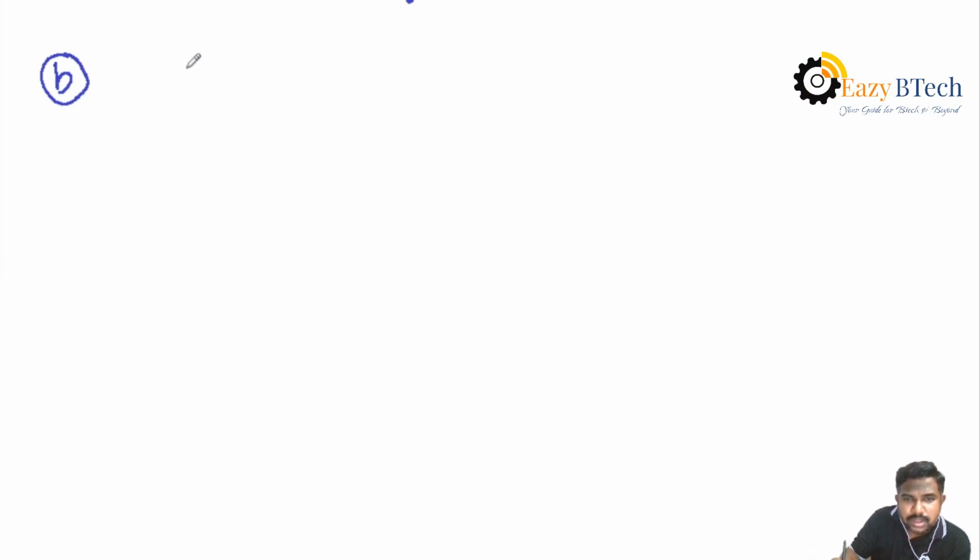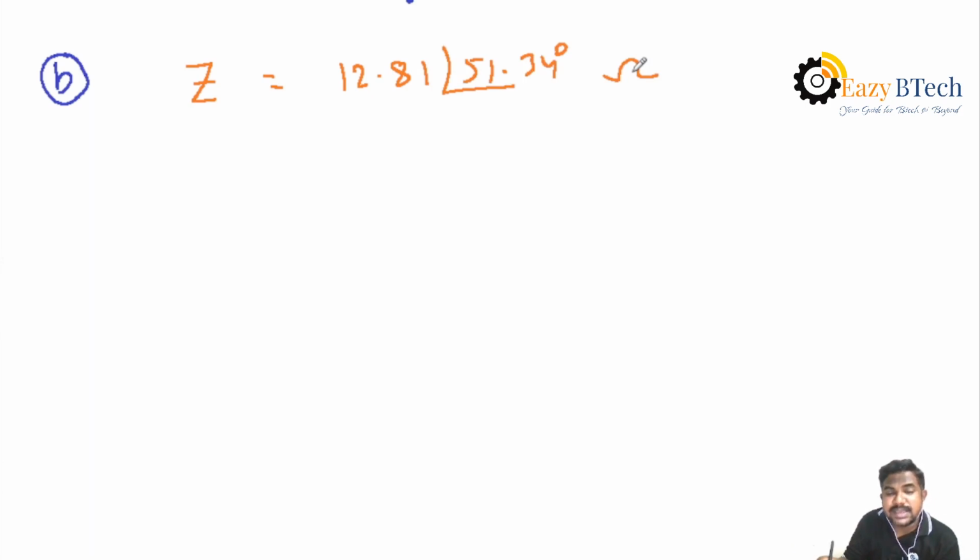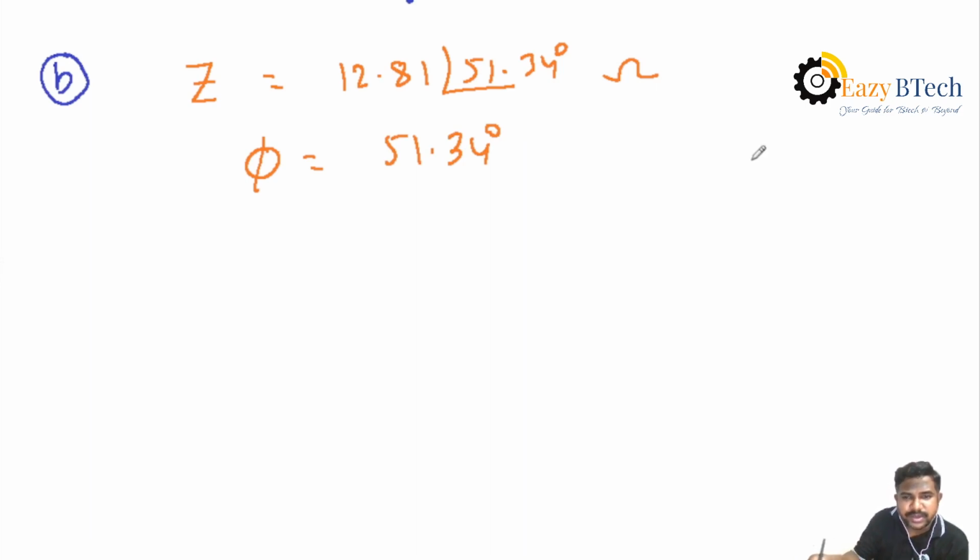Already we can find out the impedance value in polar form, that is Z equal to 12.81 at an angle 51.34 degrees. The given 8 plus j10 impedance you must convert into the polar form. In the polar form, the phase angle phi, you can consider the angle of the impedance. So that is taken as the phase angle 51.34.